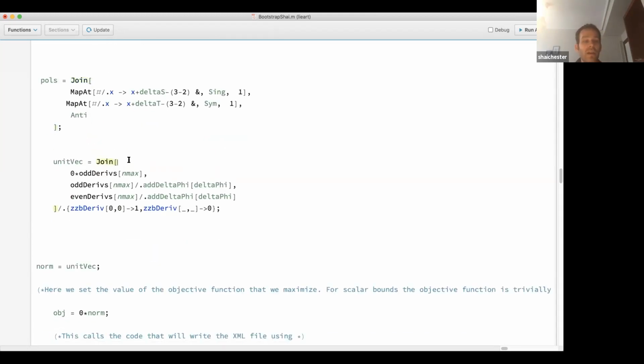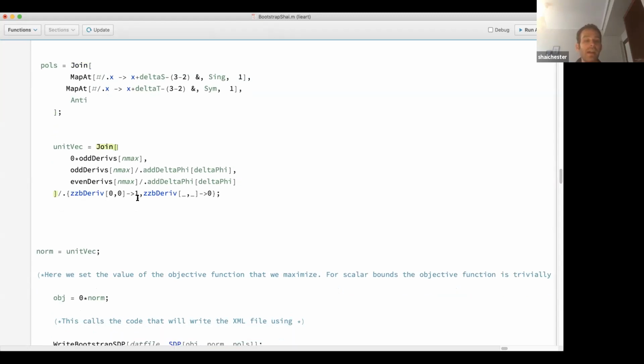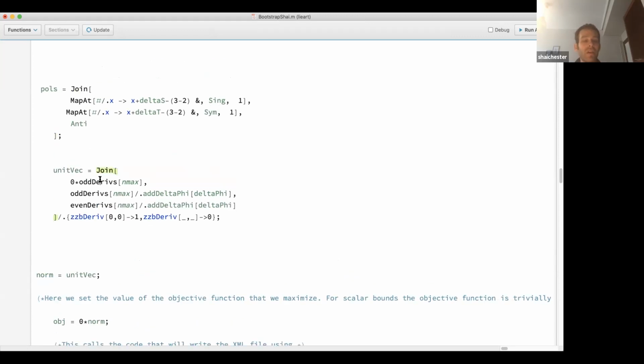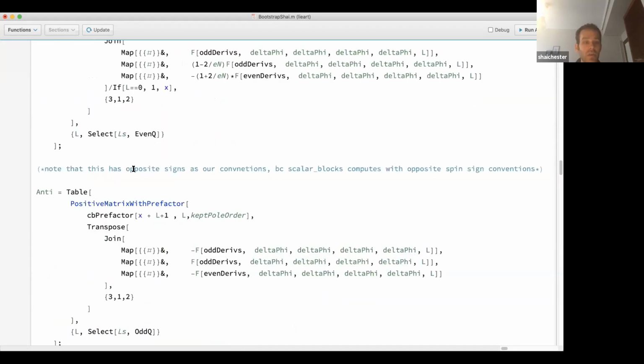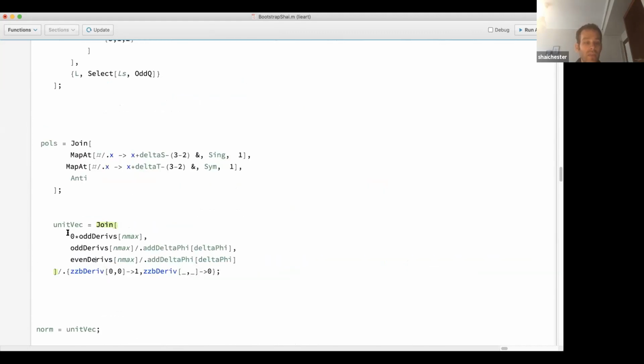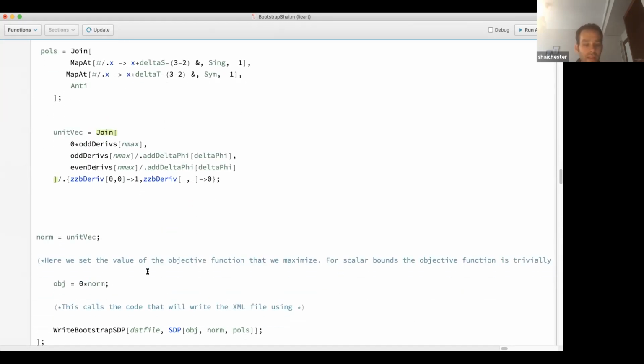Now for the unit vector, we input it in a similar way as the single correlator case, except we have to recall that the unit vector is in the singlet representation. So the 3 crossing equations that appear should correspond to the precise crossing equations that appeared in the singlet. So in particular, notice that in the singlet, we have 0, 1, and 1. And that's why here we have 0 times this, and then just the odd derivatives, and then the even derivatives. Okay, so that's it. Those are the only changes. Everything else is the same.